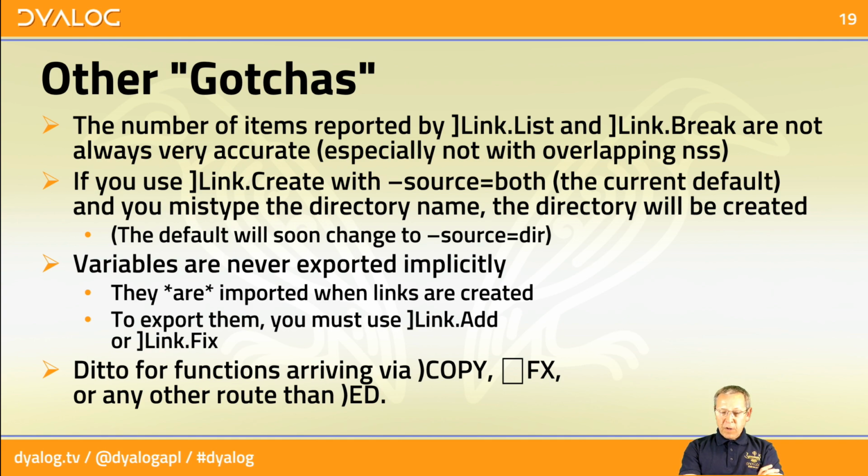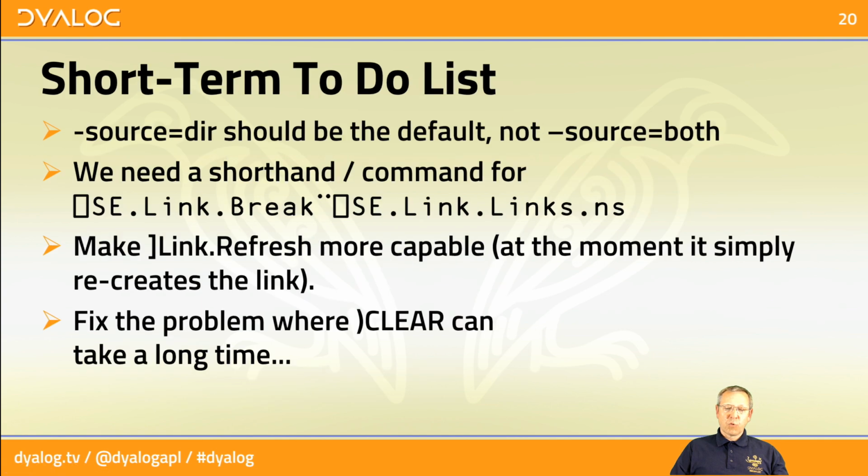And for variables, functions or operators that arrive in the workspace through other means than the editor, you need to use these functions add or fix if you redefine a function under program control, to let the link system know that they've changed. Again, that may get slicker as link becomes integrated more with the interpreter.